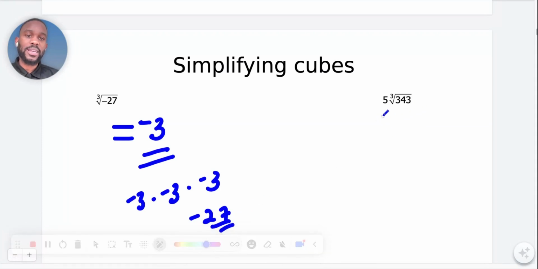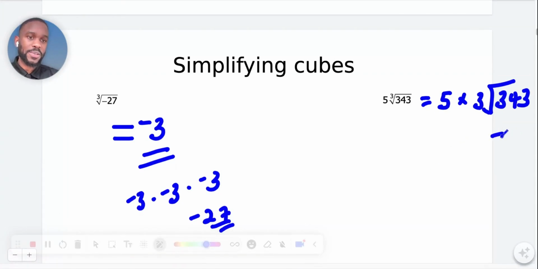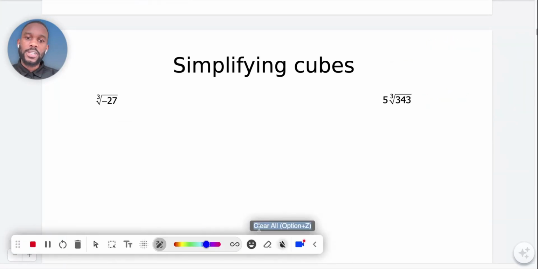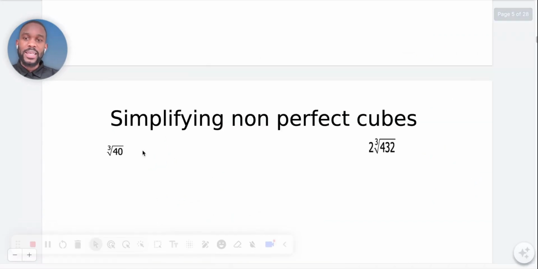And then here, they're telling you to get the cube root of 343 and multiply it by 5. So in actual sense, they're telling you to multiply 5 by the cube root of 343. And yes, 343 is a perfect cube because the cube root is 7. So this gives you 7. So 5 times 7 gives you 35. What this means is if you multiply 7 by itself, 7 times 7 times 7, you will get 343.